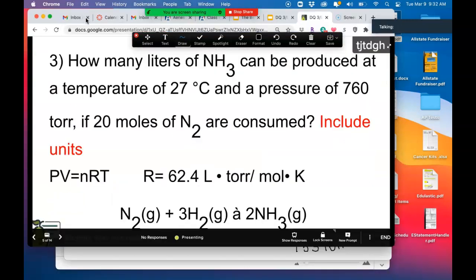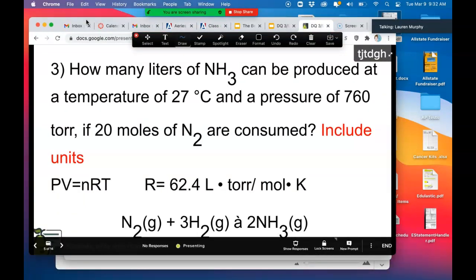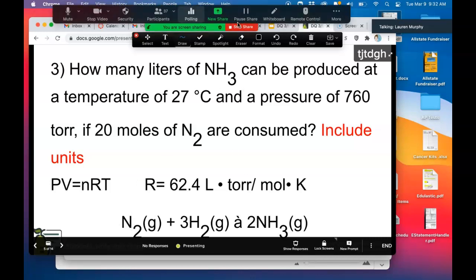Okay. Number 3. How many liters, so that would be volume, of ammonia can be produced? I give you a temperature and a pressure, okay? And then I give you 20 moles of nitrogen are consumed. So I give you one substance and I'm asking about another substance. You have to do stoichiometry in this case. There's no way around it. So what is stoichiometry? Stoichiometry is mole to mole ratios. The nice thing about this one is I started you off in moles of nitrogen. So I can instantly jump from moles of nitrogen to moles of ammonia because that's who I'm asking for, because I'm already in moles.